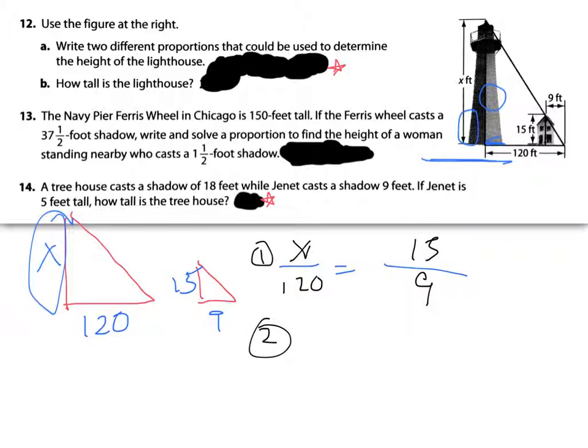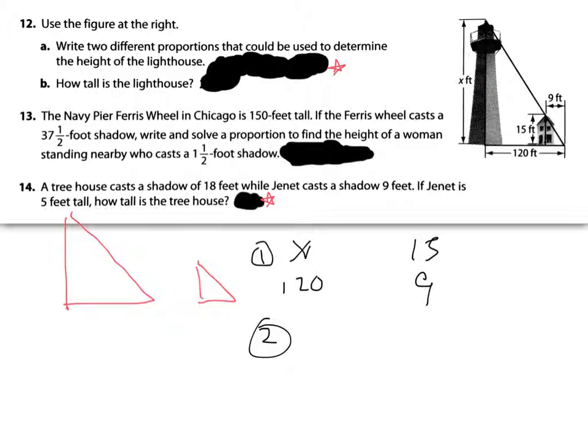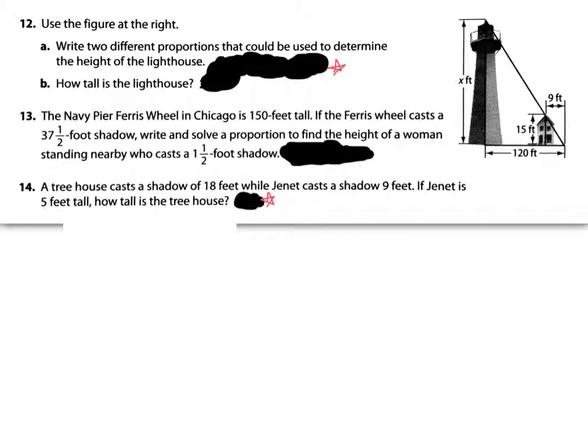There's part of it. Can I get rid of that? Yep. Can I get rid of more of it? Yep. Can I get rid of more? Voila. Okay. Number 14. A treehouse casts a shadow of 18 feet, while Janet casts a shadow of 9 feet.